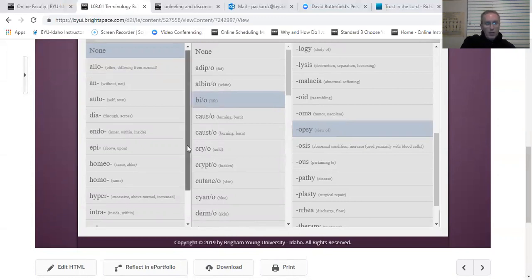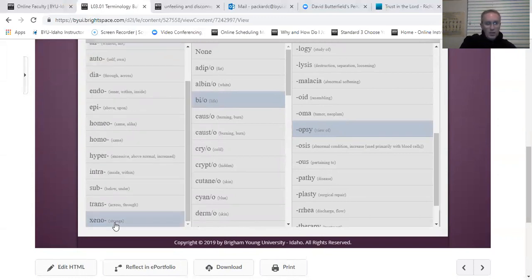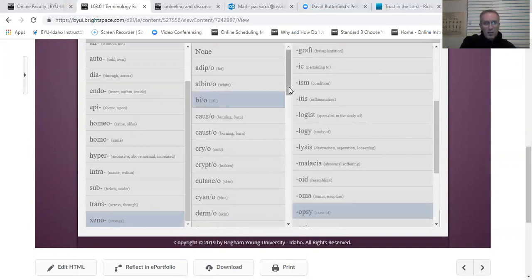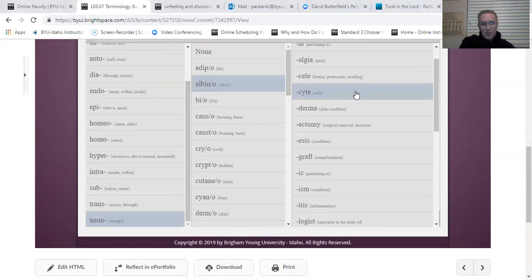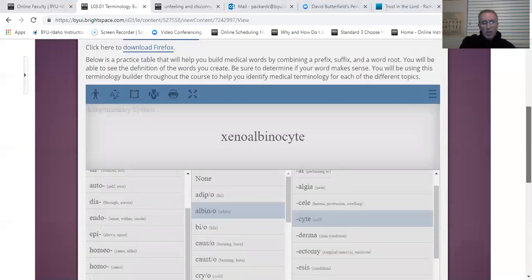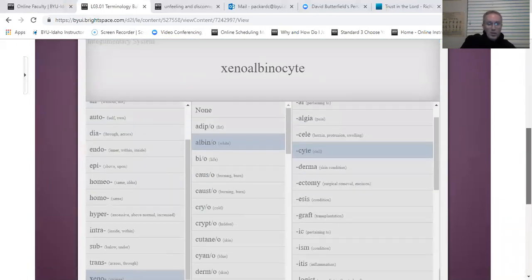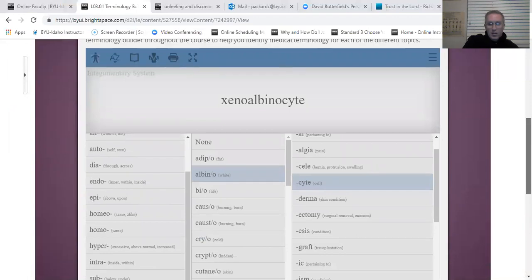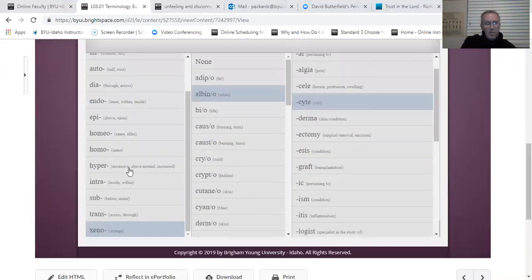Let's see if we can add some prefixes here. Okay, xeno. Xeno means strange. You could say xenoleukocyte. Okay, that would be a strange looking white blood cell. Hyper. Hyper is another one we use a lot in medical terminology.